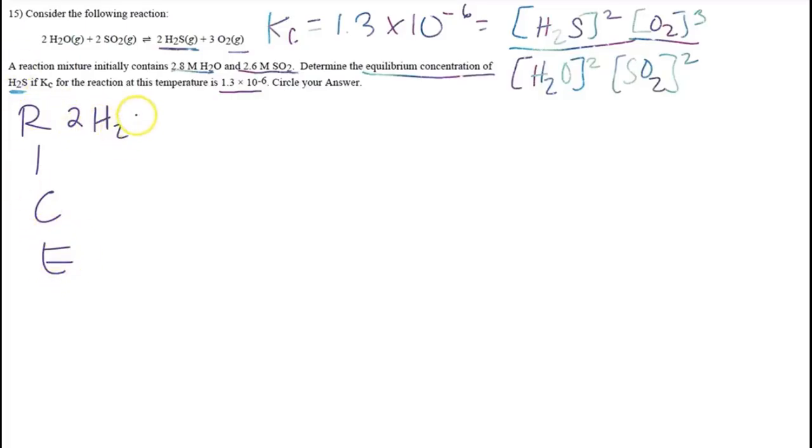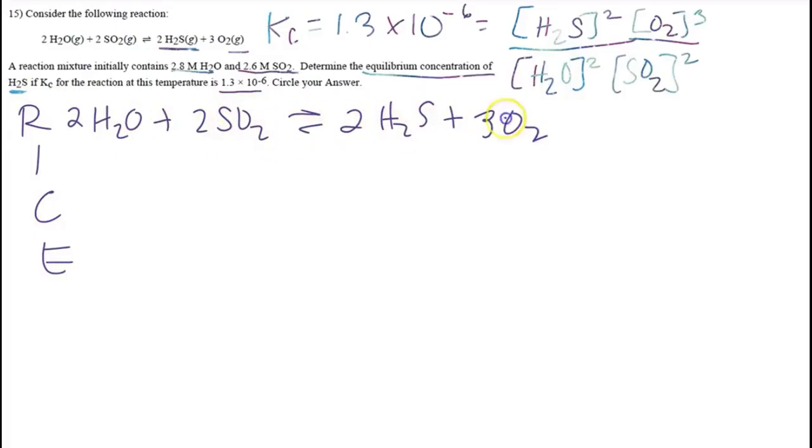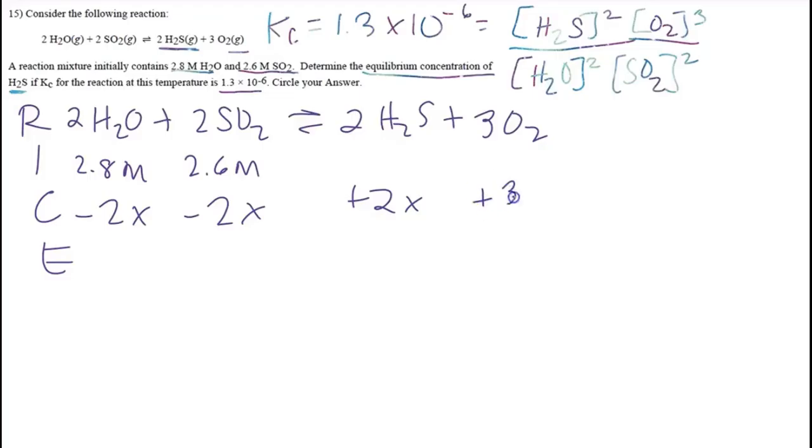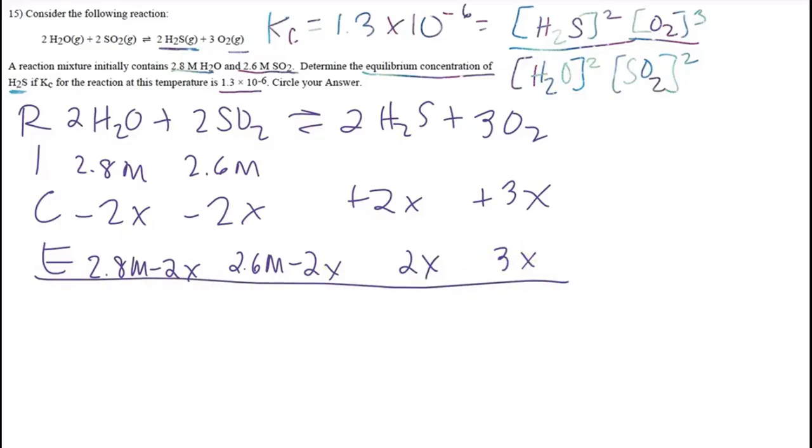We have 2H2O plus 2SO2, equilibrium 2H2S plus 3O2. Now we already have the initial amounts for this. This is 2.8 molar. This is 2.6 molar. The change is going to be minus 2x here, minus 2x, plus 2x, plus 3x. Okay? Now here, we're going to have 2.8 molar minus 2x, 2.6 molar minus 2x. Here we just have simply 2x. Here we have 3x. So we have our perfect ICE table.